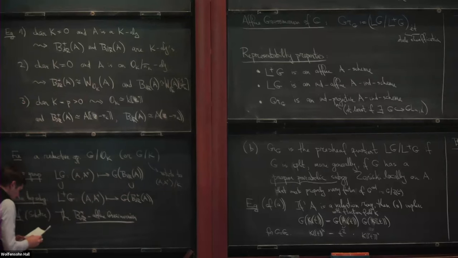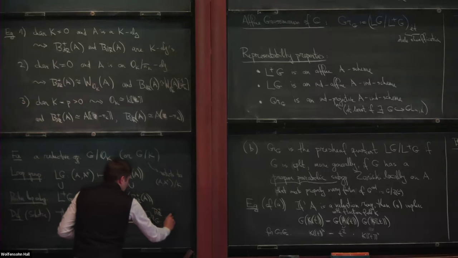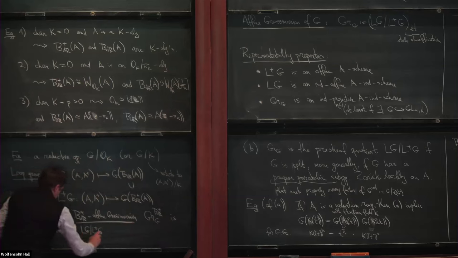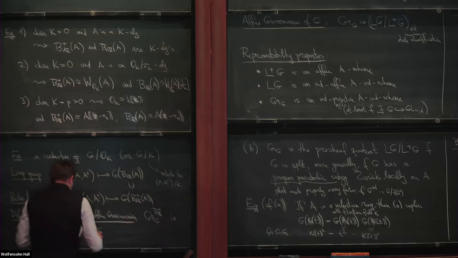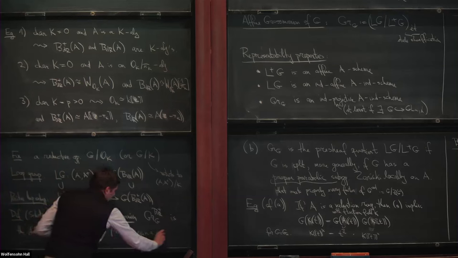Okay, so the BdR-loop plus affine Grassmannian, denoted by Gr_G BdR-loop plus, is then the sheafification, say for the etale topology, the etale sheafification of this presheaf quotient LG mod L plus G. And in fact, a posteriori, one shows that it's even a v-sheaf.